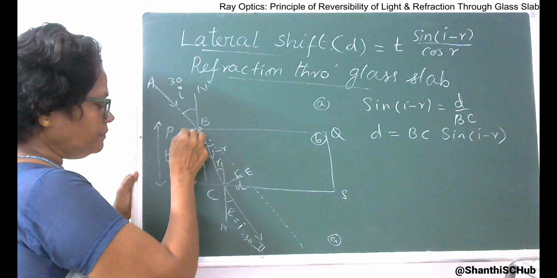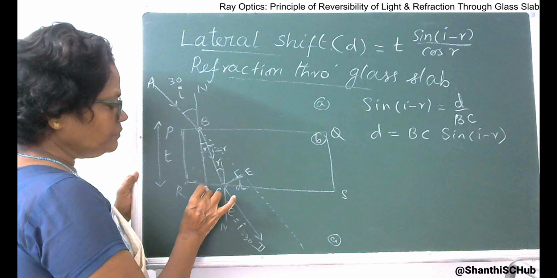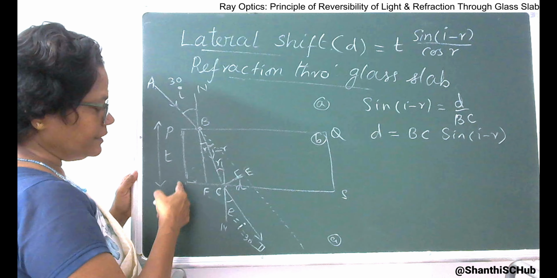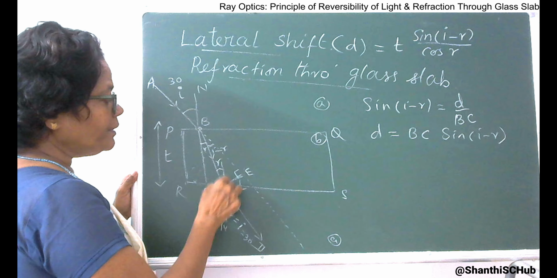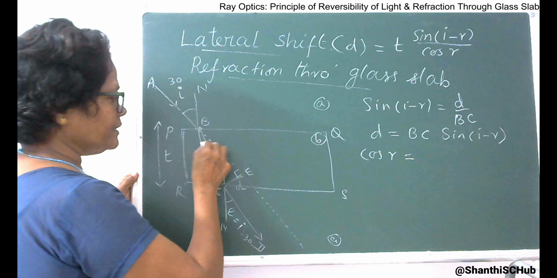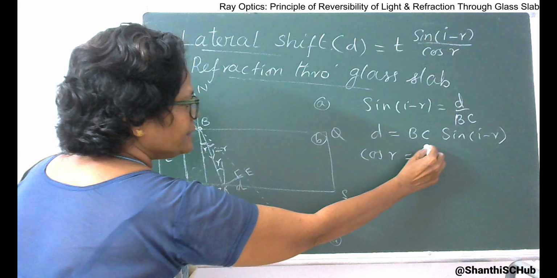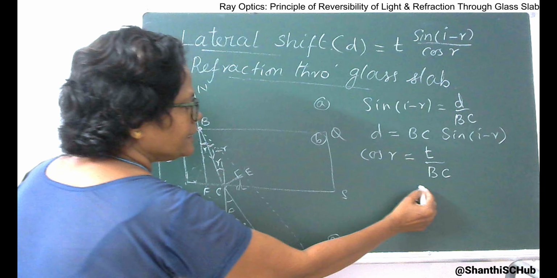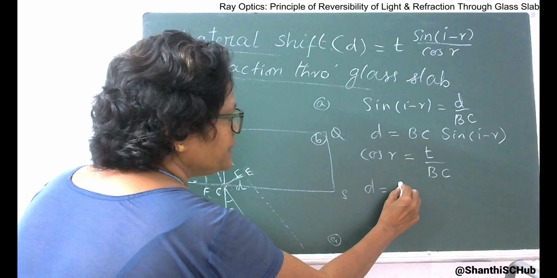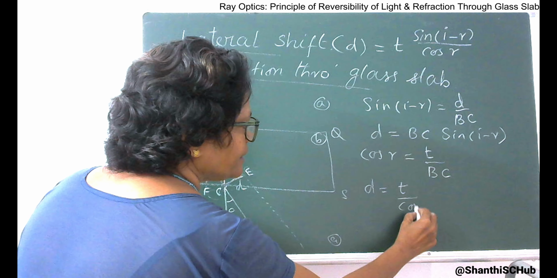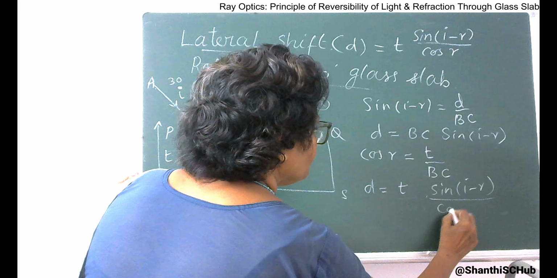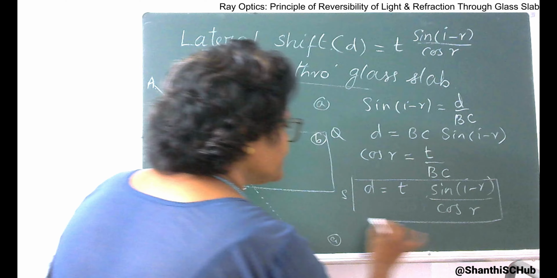Now this BC in terms of this PR, name this point as F. PR is the thickness of the glass slab, the thickness of the medium, which is equal to BF. So let us take the hypotenuse along with R and along with BF. We can make the equation: cos of the angle of refraction is the adjacent side divided by the hypotenuse. The adjacent side is nothing but the thickness of the medium. The hypotenuse is BC, which gives BC equal to T by cos R. So if we substitute in this lateral shift, D is equal to T by cos R into sine I minus R. So this is called lateral shift.